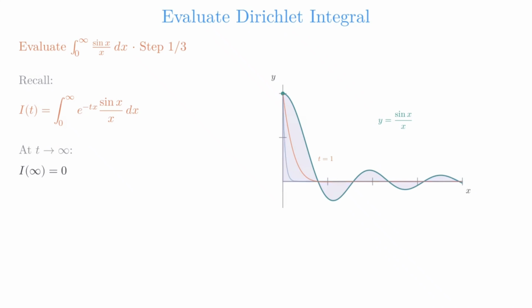When t goes to infinity, the exponential kills the integrand, so I of infinity is 0. This gives us our boundary condition. Now comes the key move. Differentiate I of t with respect to t.